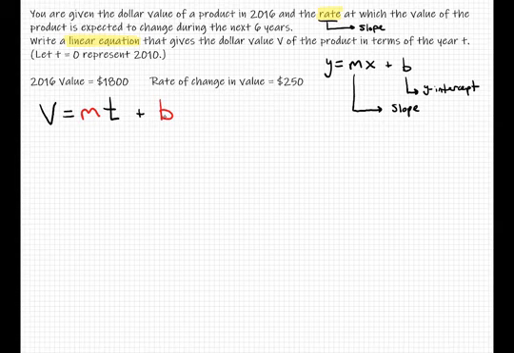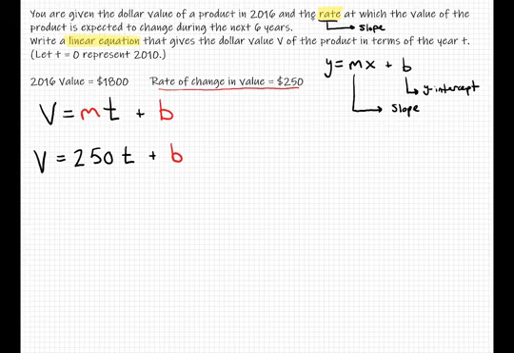Okay, so we're given that the rate of change in value is 250. Okay, so that's telling us the m is equal to 250. So we have v equals 250 times t plus b. So we're given the value of m. M is the slope. That's the 250.